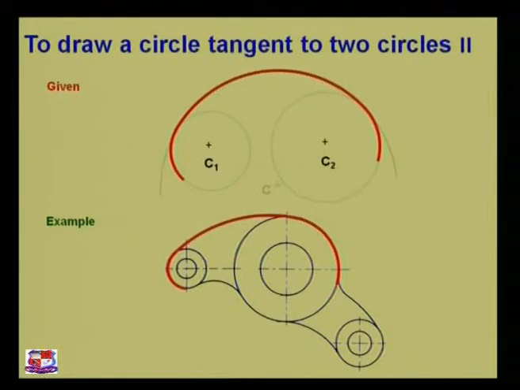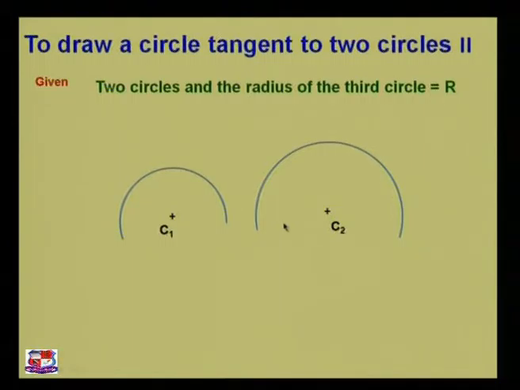As you can see, this is the highlighted portion. The two circles are tangent exactly like this. Our desired arc is this much only, but we have got only tangential contact with it. This arc touches this circle C2 and C1 at one point only. This is the tangent point to C1 and this is the tangent point to C2.